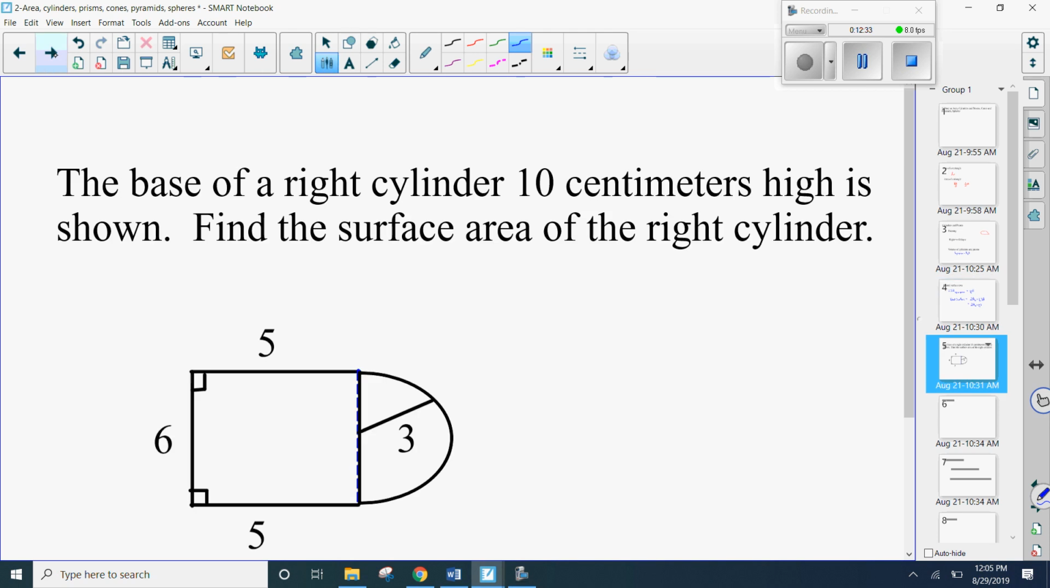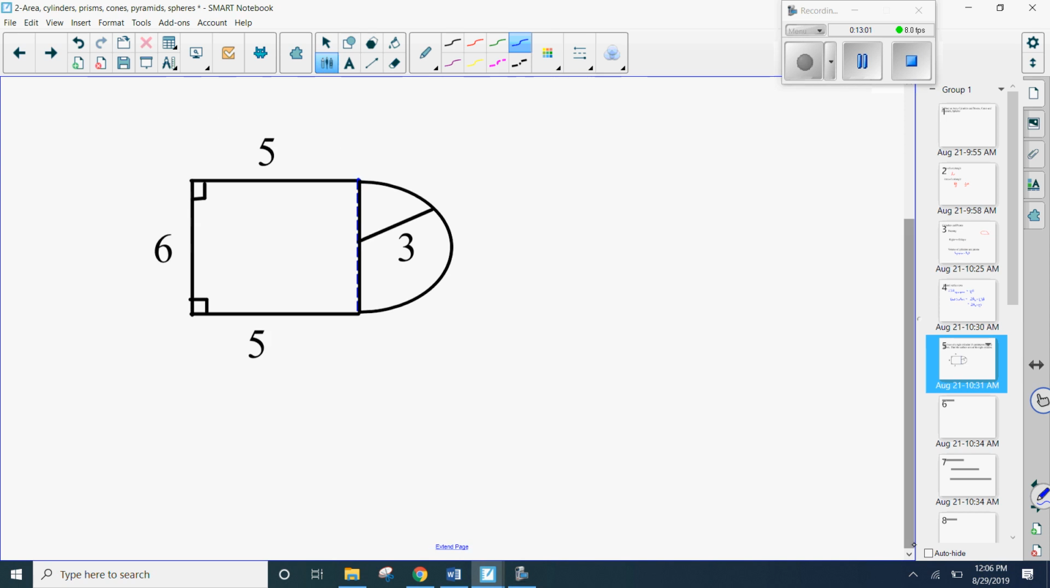The base of a right cylinder, like I said before, a cylinder is going to have a curved segment to it. Too many times we want to think of a circle for a base, but this could be a cylinder as well. The base of the right cylinder is shown, and it's 10 centimeters high. Find the surface area of the right cylinder. Your surface area is going to be twice the area of the base plus lateral surface area.